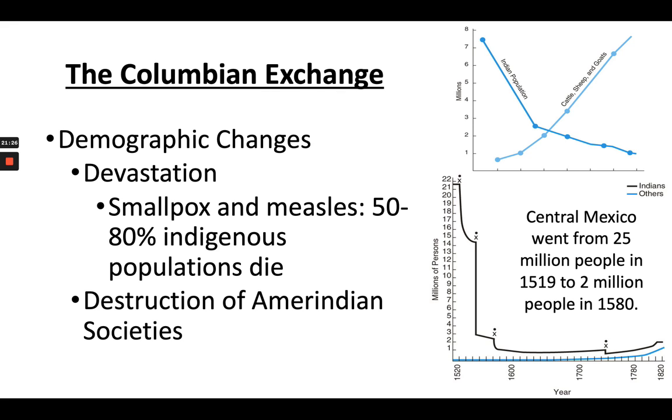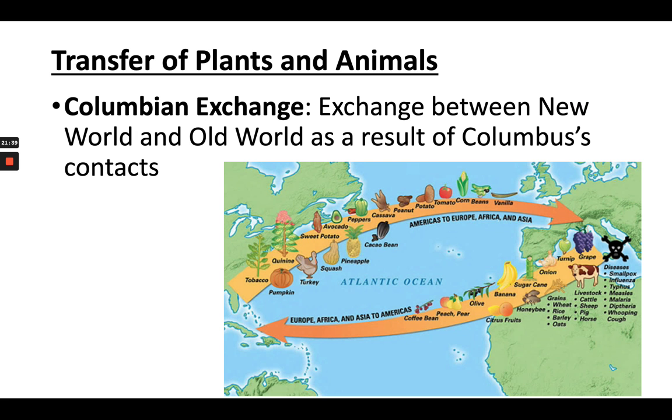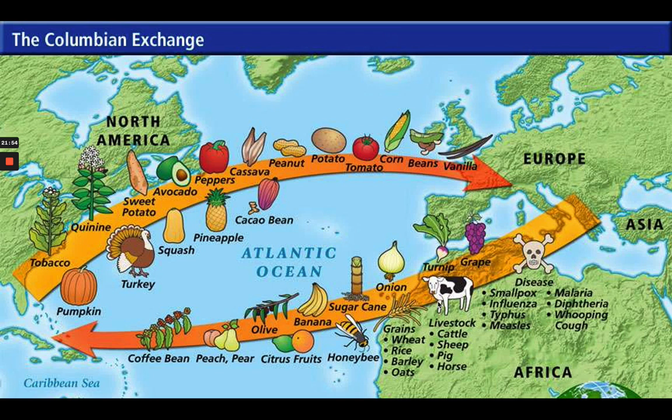But we see this huge disruption of social and economic structures as well as the biological impact. So the Columbian Exchange, like I said, is an exchange between the old world and the new. And what's being exchanged is plants, animals, and diseases. So let's talk a little bit about the new and old world. It is important that you know some of the things that are shared to and from, right?